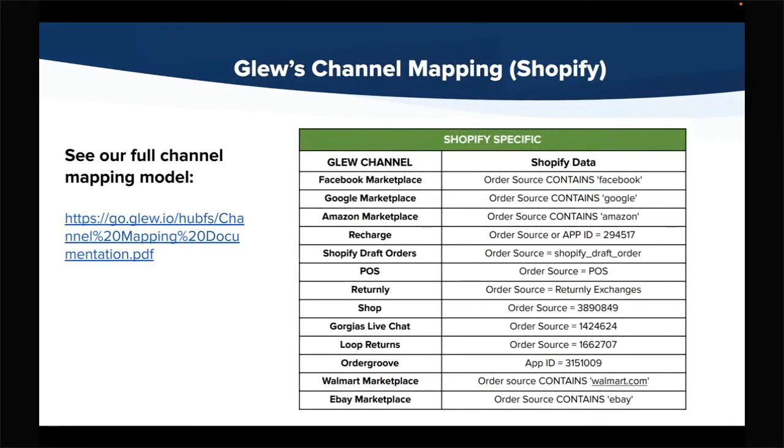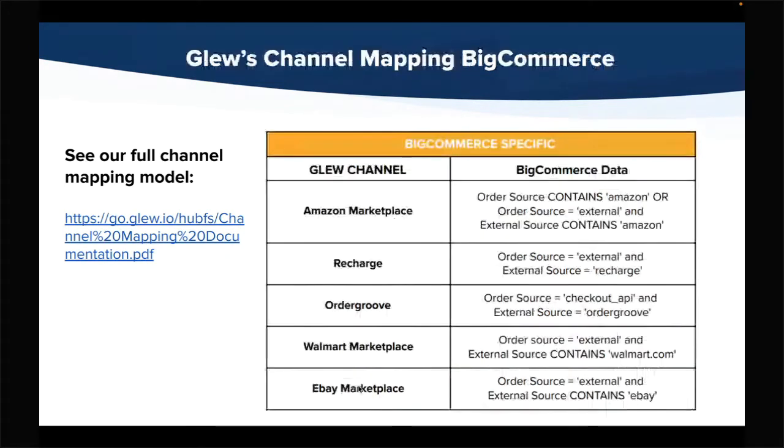This is our Shopify specific. So as I mentioned, we do pull in some additional channel groupings. So you'll see Facebook Marketplace, Google Marketplace, Amazon, Recharge, Shopify draft orders, POS, Returnly, and some other ones here. I won't go through all of those. And this is for BigCommerce specific, right? This is pretty big. We got Recharge in here now, Amazon Marketplace, Order Groove, Walmart, and eBay. All right.